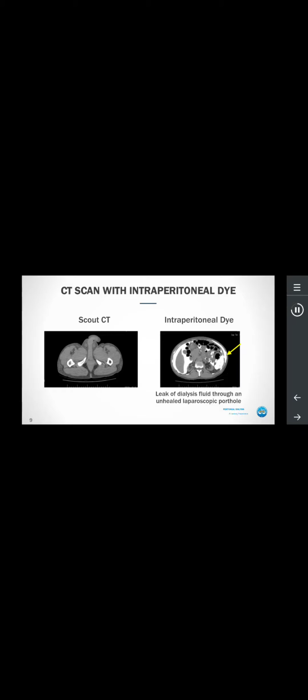But when the day dwell was added, you therefore had fluid in the patient during the day when he was subjected to higher intra-abdominal pressure, and you had leak of the dialysis fluid through this porthole into the soft tissues, and from there the fluid migrated over the penis, and that's why he presented with the swollen penis.